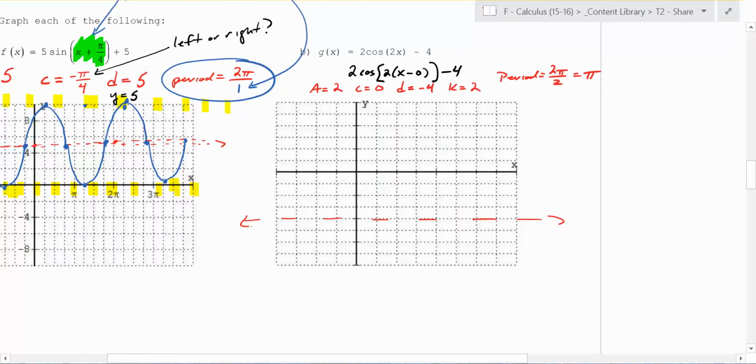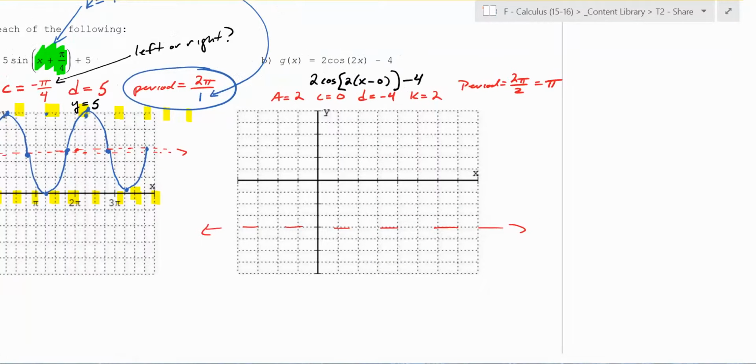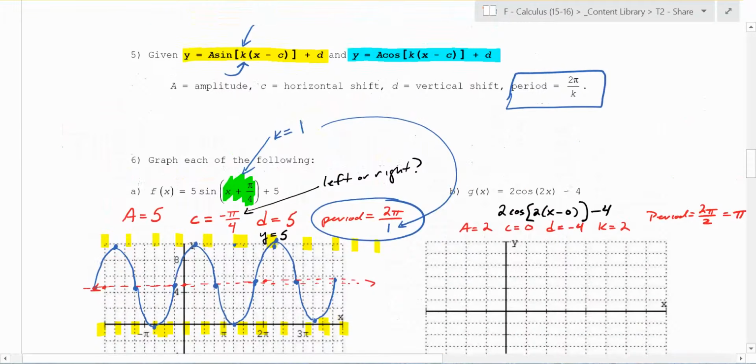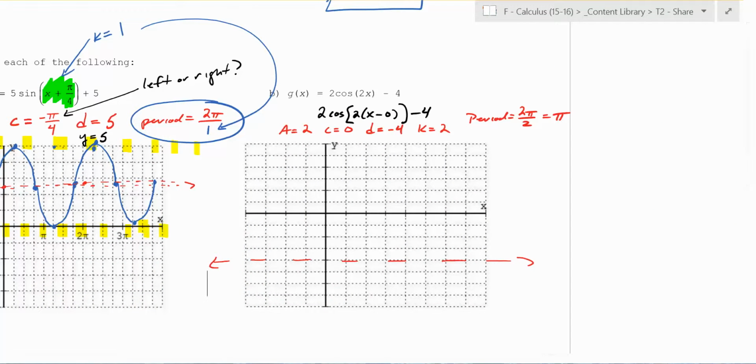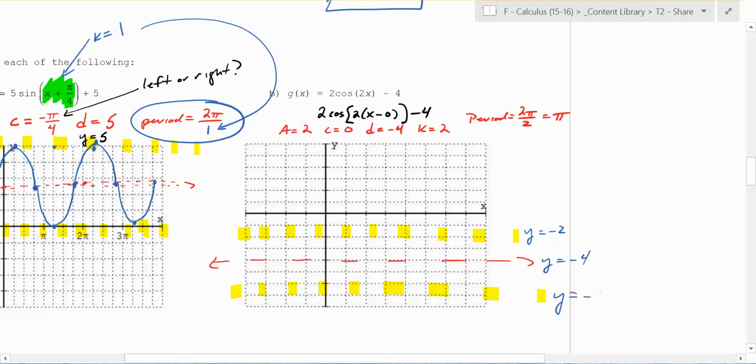Okay. What else do we know here? C being 0. What does c tell us about? The horizontal shift, so this doesn't shift horizontally. What's the amplitude? 2. So what's the highest it can go up to? Negative 2. And what's the lowest? Negative 6. So we have y equals negative 2, y equals negative 4, and y equals negative 6.